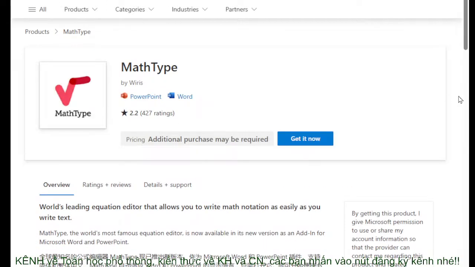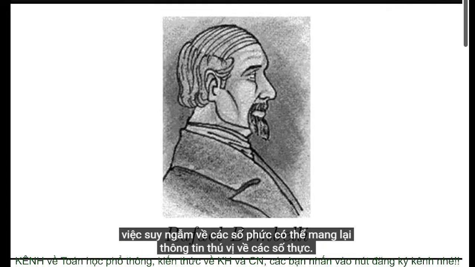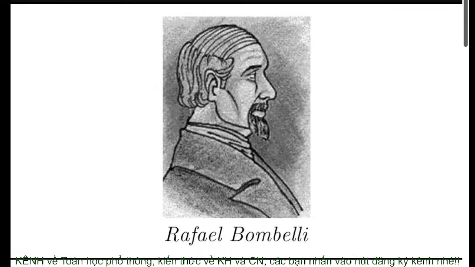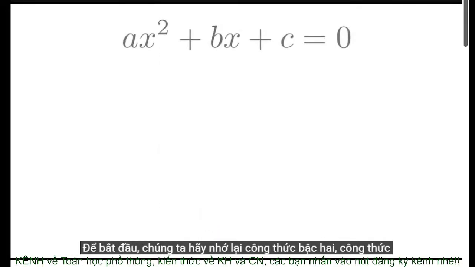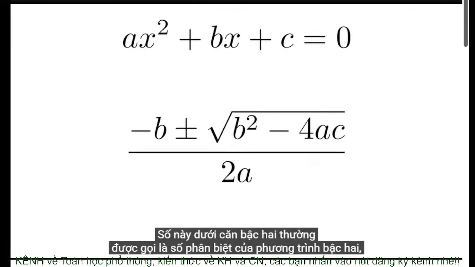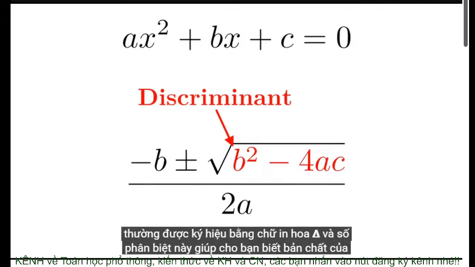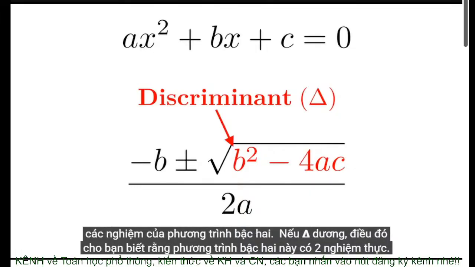We begin our story today with Bombelli, who was perhaps the first to notice that contemplating the complex numbers might yield interesting information about the real numbers. To start, let's recall the quadratic formula, which gives the roots of a quadratic equation in terms of its coefficients. This number under the square root is typically called the discriminant of the quadratic, often denoted by a capital letter delta. And this discriminant helps tell you the nature of the roots of the quadratic.